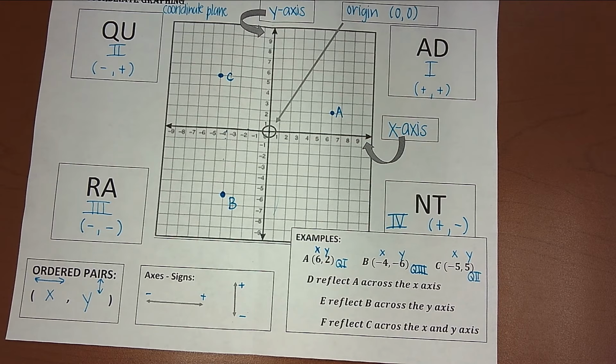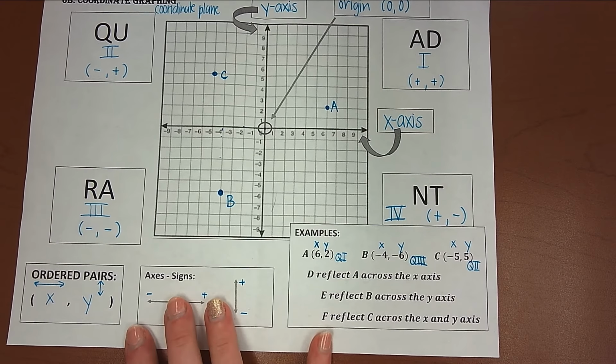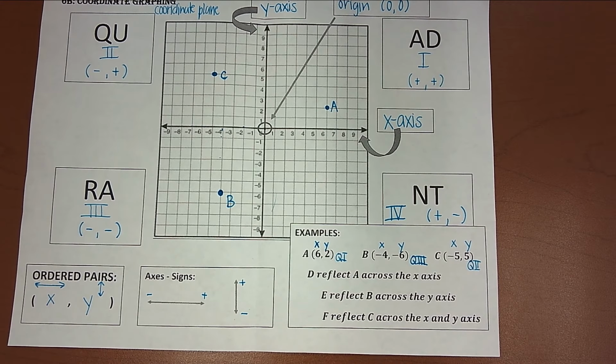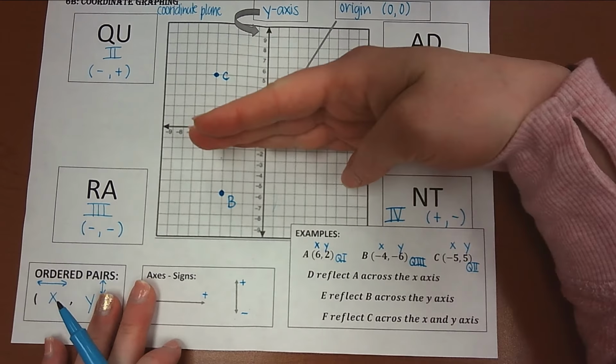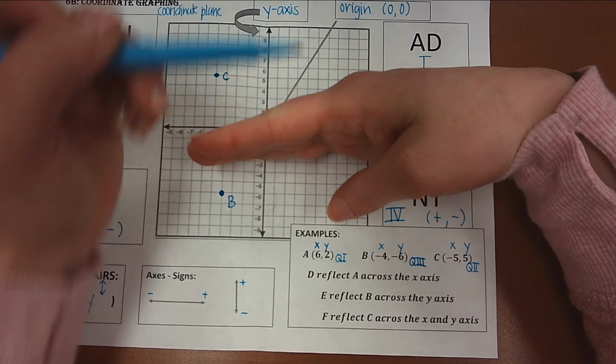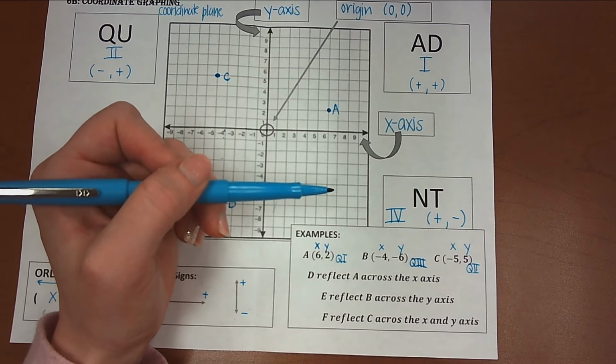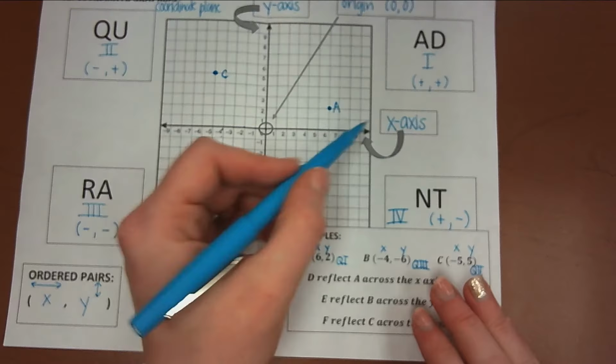So the last thing that we're going to do today is look at doing some reflections. Point D is going to be a reflection of A across the x-axis. And what we mean by a reflection is if we were going to put a mirror at the x-axis, we would want to mirror point A across to the other side exactly at the same point. So we just kind of want to mirror it.